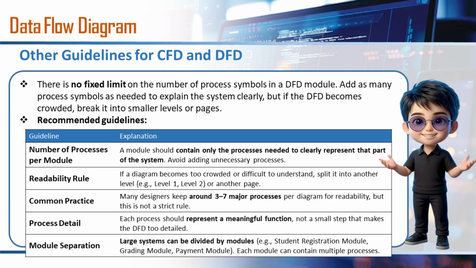As a common practice, designers often use around 3 to 7 major processes per diagram to maintain readability, although this is not a strict requirement. Each process should represent a meaningful business function or system activity, rather than a very small step that makes the DFD unnecessarily detailed. The level of detail should be appropriate to the purpose of the diagram. For large systems, the DFD can also be organized by modules, such as a student registration module, grading module, or payment module. Each module may contain multiple related processes while still maintaining a clear and organized representation of the overall system.